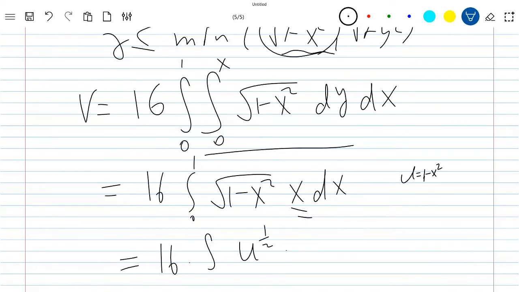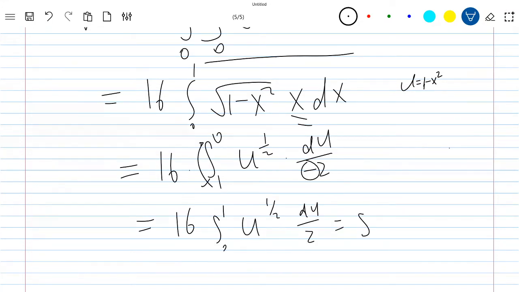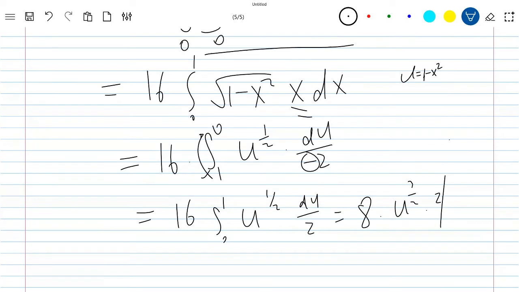So you have a du over -2. You plug in limits, u is from 1 to 0, right? Because that's 1 minus x squared. And then you can change this negative sign to switch them, so you get 0 to 1, u to the 1/2 times du over 2. And you can factor out that 8. And u to the 1/2 becomes u to the 3/2 times 2/3. And plug in the limits.